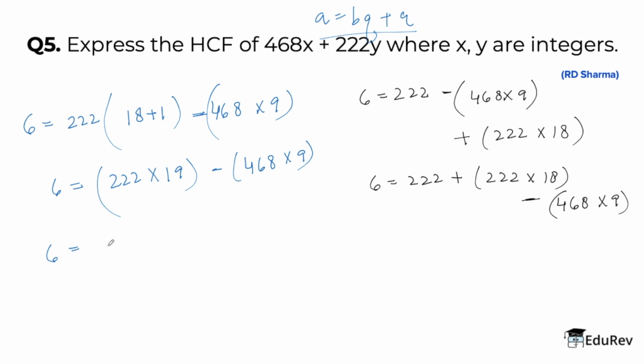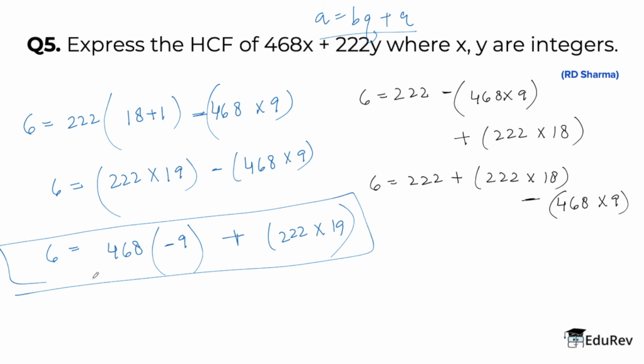So 6 is going to be 468 times minus 9 plus 222 into 19. So this is the equation that we found out at the end. So the HCF of 468 and 222, in the form of 468 into x plus 222 into y, can be represented as this, where x is minus 9 and y is 19. So hence we have figured out how to write that in the form of this equation.